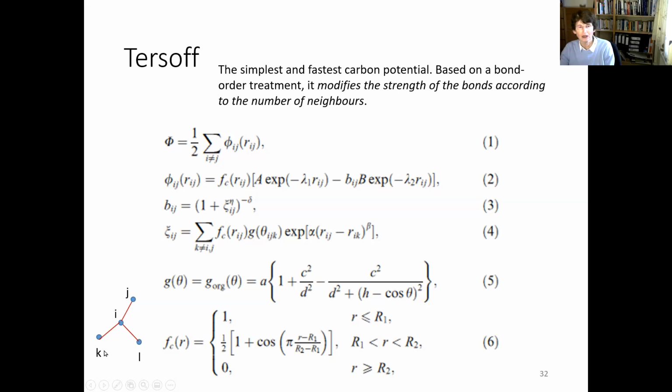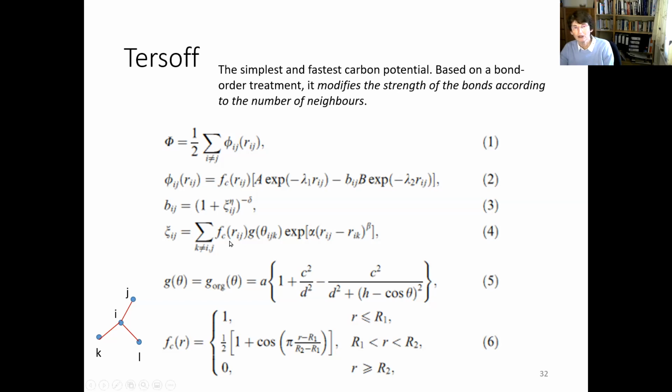I, J, L, K, maybe more. So you have to sum over all of those with this function. And so the more neighbors there are, the bigger this is, therefore the smaller the bond order term is. And that effectively reduces this attractive interaction. So the more neighbors you have, and the closer they are, the weaker this attractive term is. And that's basically how it works.